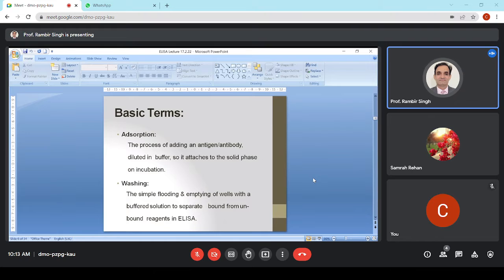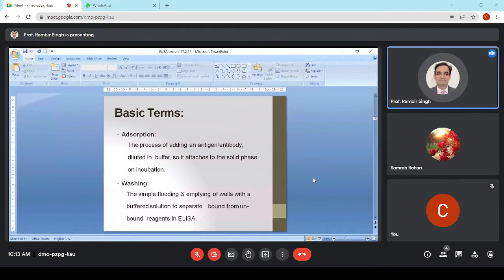Generally in the lab we do not do this procedure, because we get a pre-adsorbed plate. Suppose I want to test for TB, then I will get the pre-adsorbed plate. If I want to test for HIV, I will get the pre-adsorbed plate with the antigen or antibody based on the activity I want to perform.